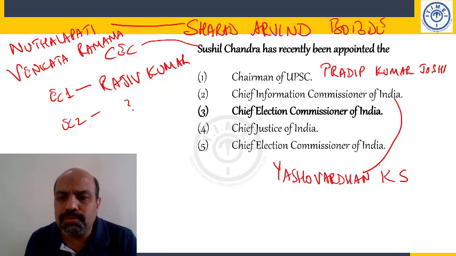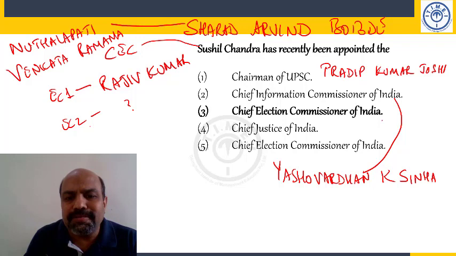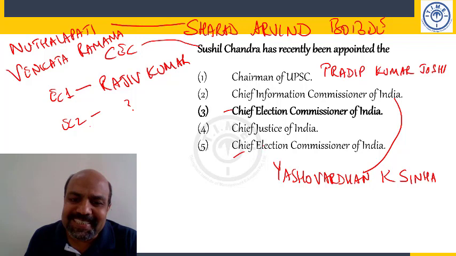So, Yashovardhan Kumar Sinha, Chief Information Commissioner. Sharad Arvind Bobde, Chief Justice. This is Pradeep Kumar. Okay, I think 3 and 5 have come twice. Why don't we do one thing?